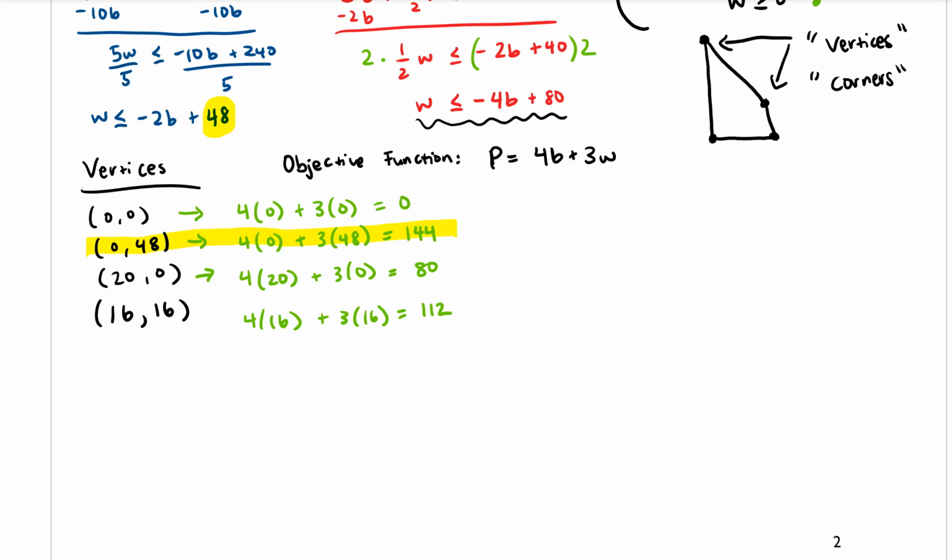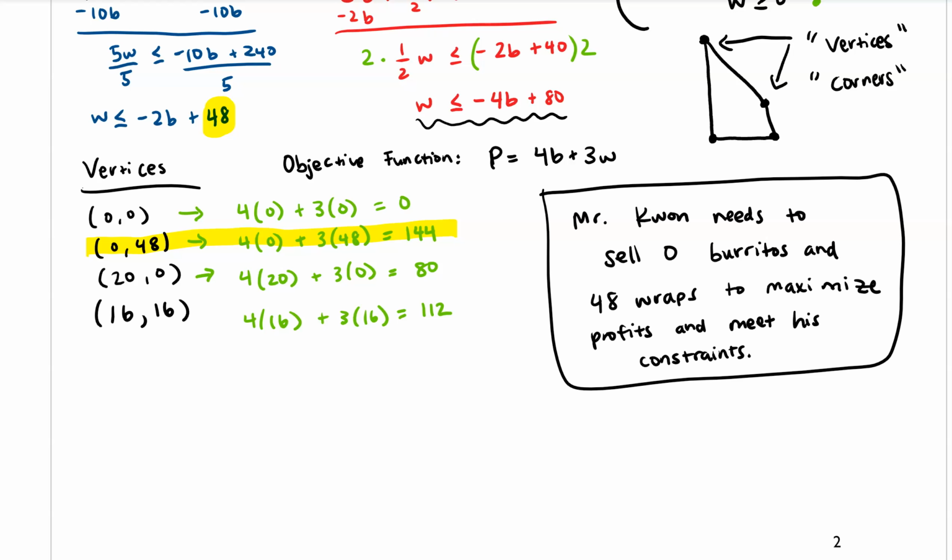So maybe just to solidify understanding, we would say Mr. Kwan needs to sell 0 burritos and 48 wraps to maximize his profits and also meet his constraints.